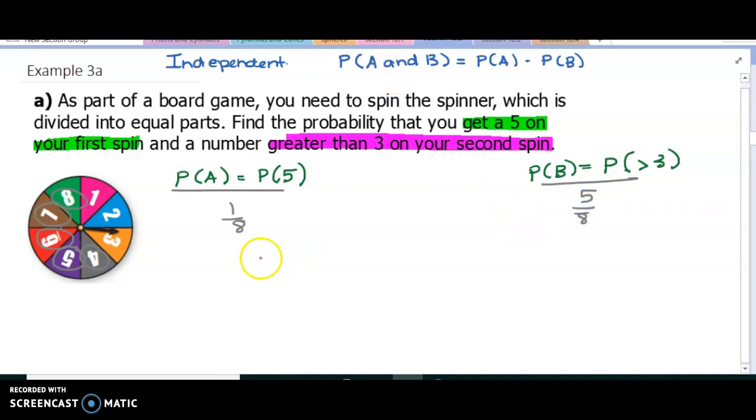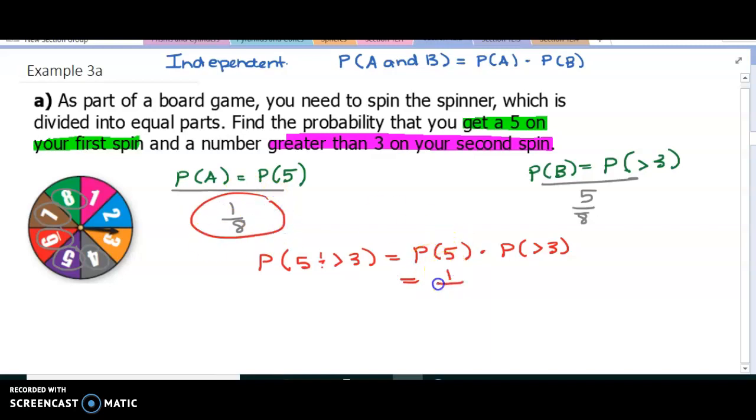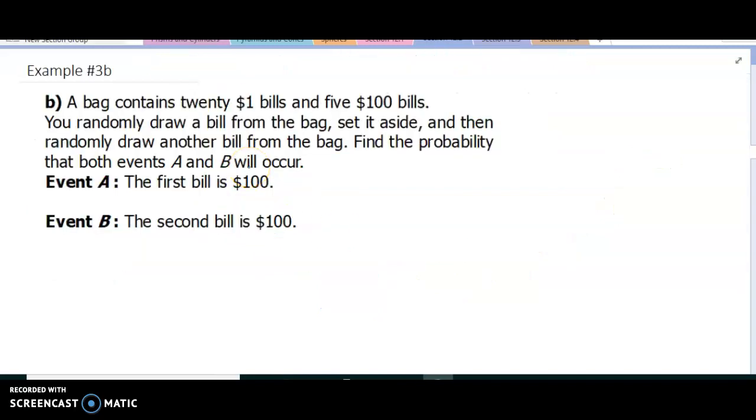Okay, so I could say the probability of A and B, which are 5 and greater than 3, equals the probability of 5 times the probability of greater than 3. The probability of 5 we found is 1/8. The probability of greater than 3 we found is 5/8. So 1/8 times 5/8 is just 5/64. And that's our answer. All right, so let's look at example 3B now.